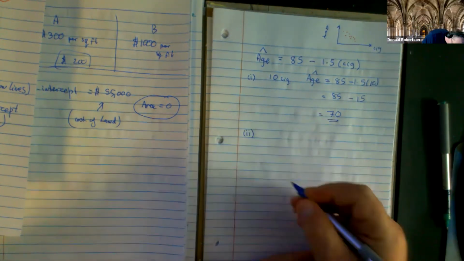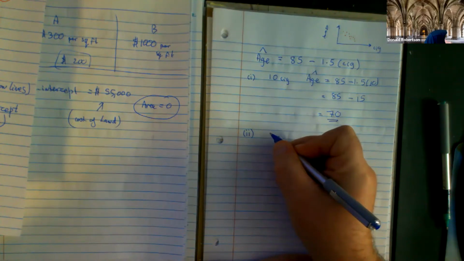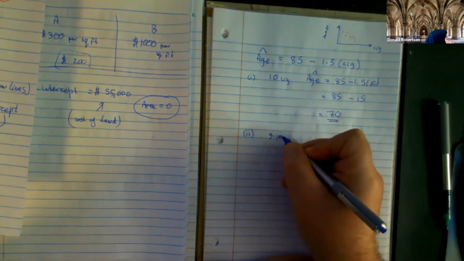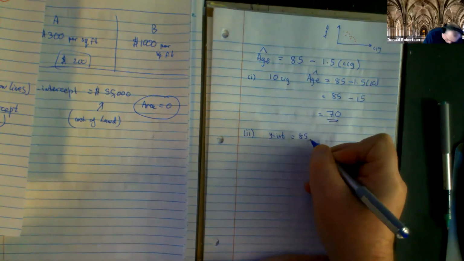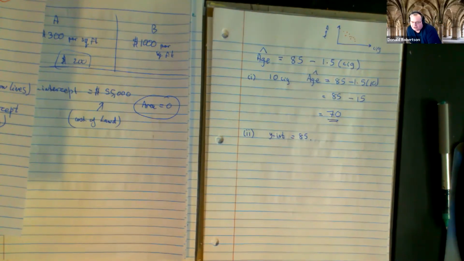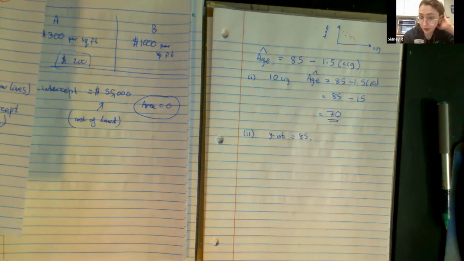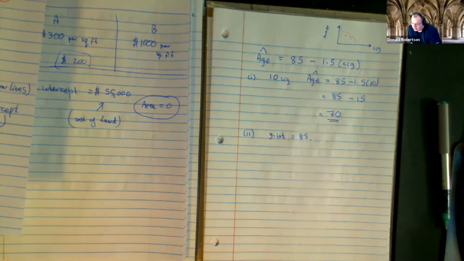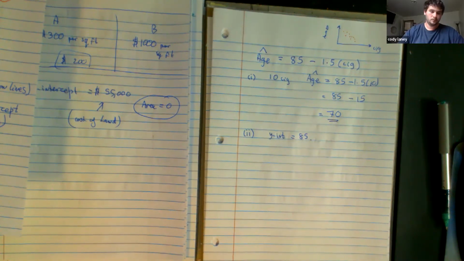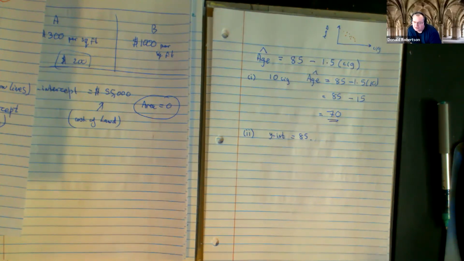You could be asked to explain what the y-intercept, which is 85, is telling you. In the context of this story, the y-intercept is 85. What is that telling you in this model? That's the average life expectancy for a healthy person, for someone who doesn't smoke cigarettes. Is that what you're thinking, Cody? That's bang on. Yeah, it's the predicted age of someone who doesn't smoke cigarettes.